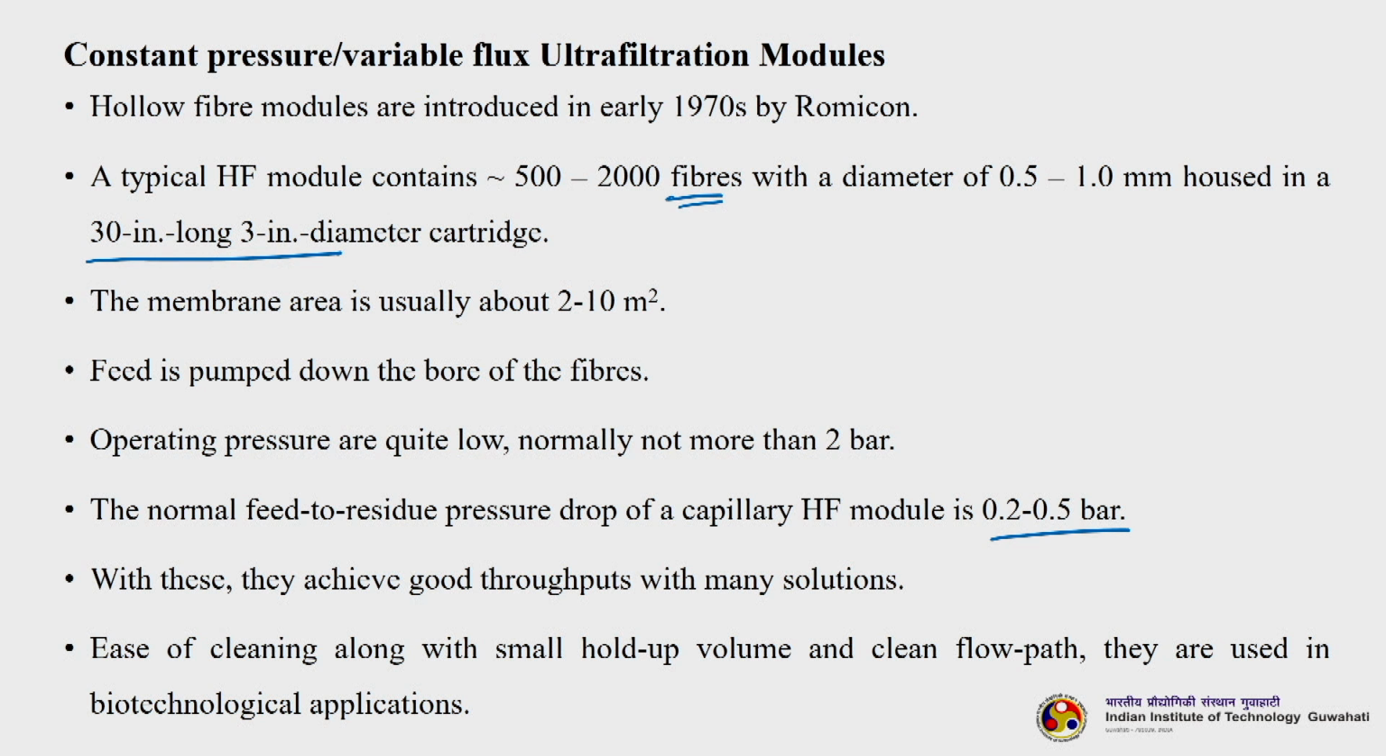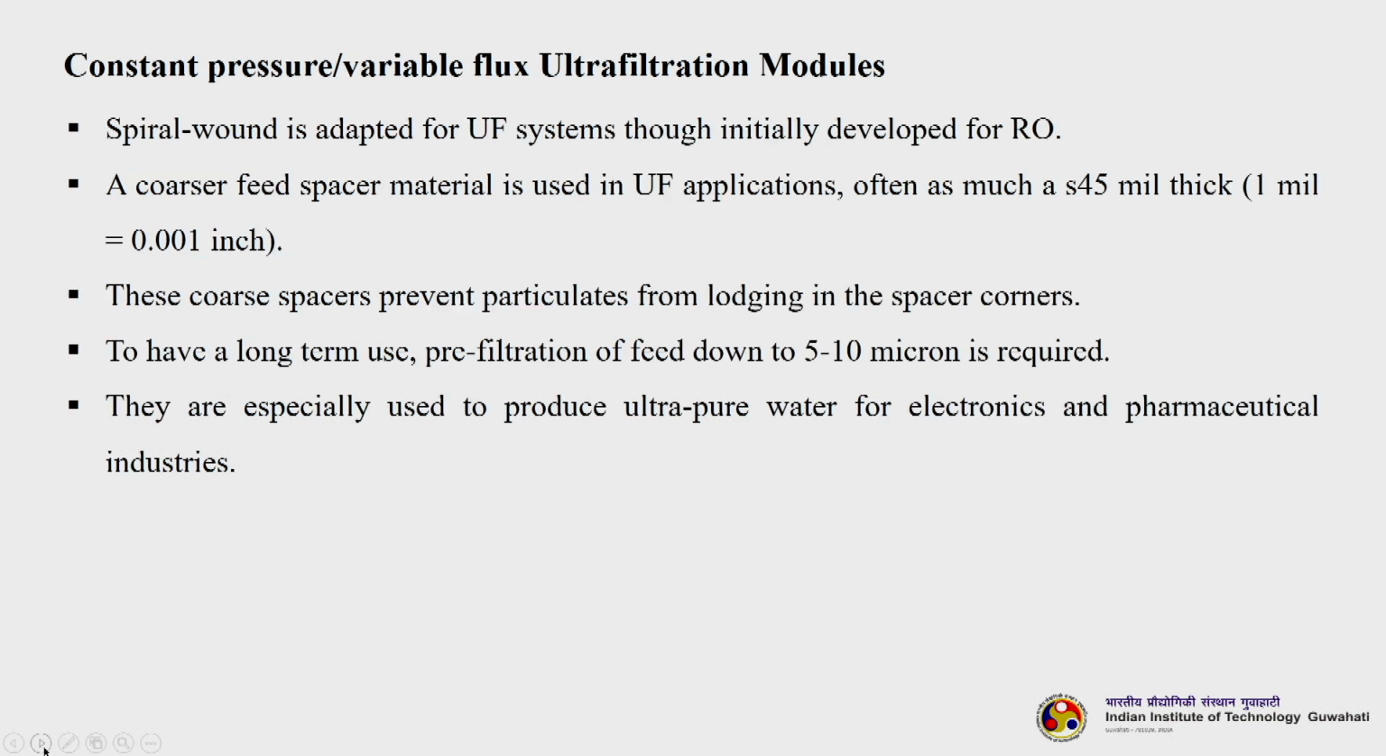They are used in biotechnological applications. So, the next one is spiral wound modules. Spiral wound is adapted for UF systems, though they were initially developed for reverse osmosis systems. Unlike RO, in the case of UF the spiral wound modules have coarser feed spacer material, often as much as 45 mil thick.